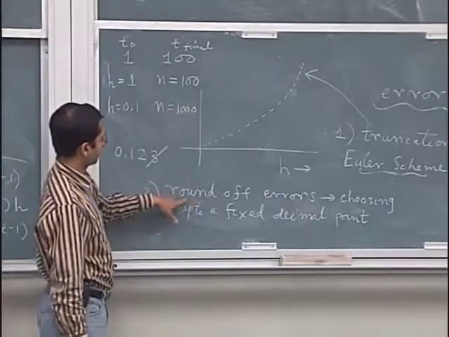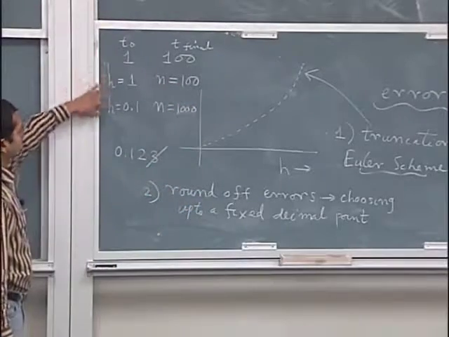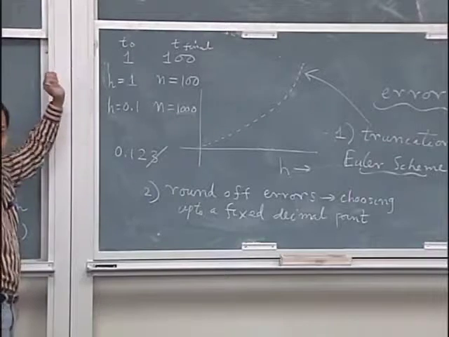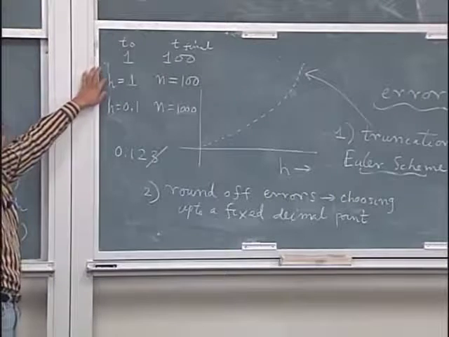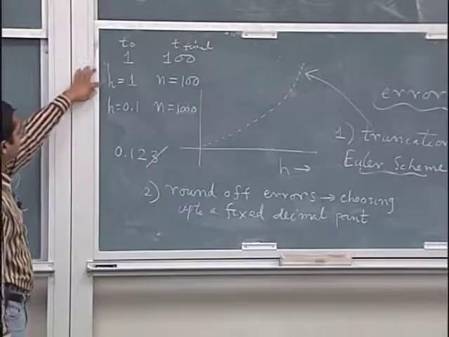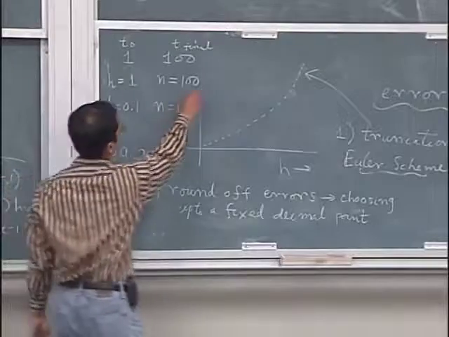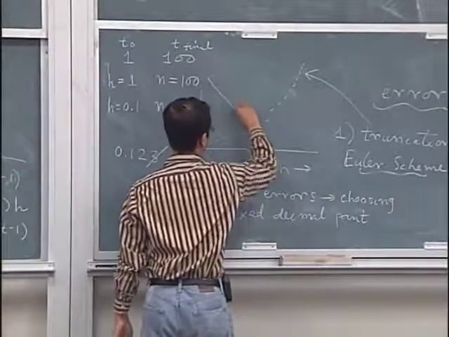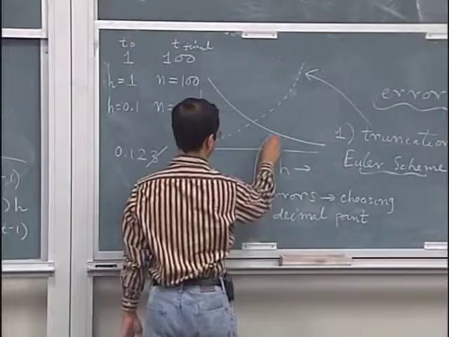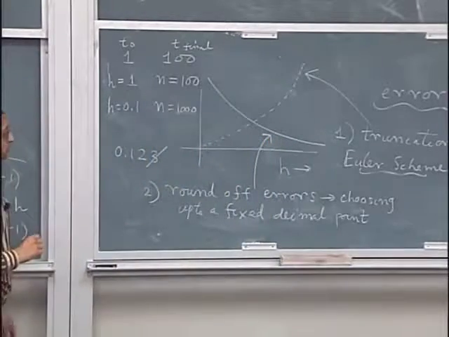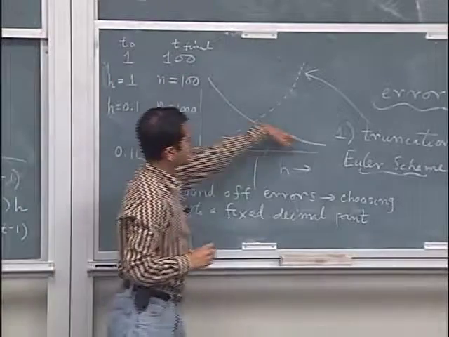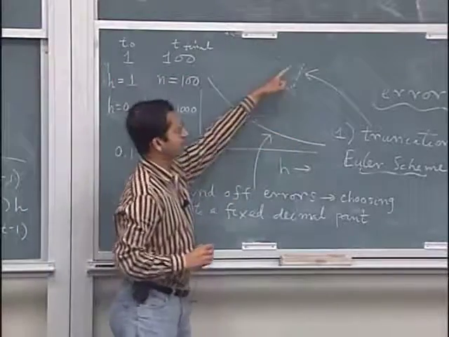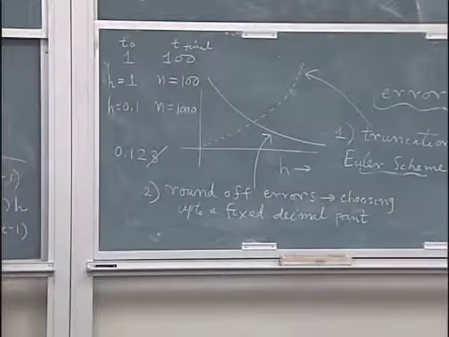So the round off error is going to be smaller in which case? When h is bigger, n is smaller, in this case. Okay? So this error is going to go down like this, the round off error. So as I increase h, the round off error decreases and the truncation error keeps increasing. Okay?